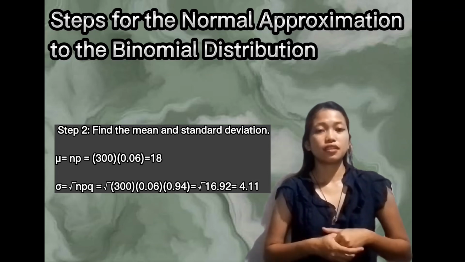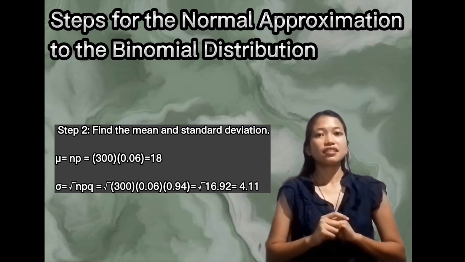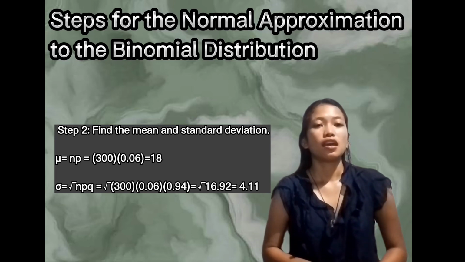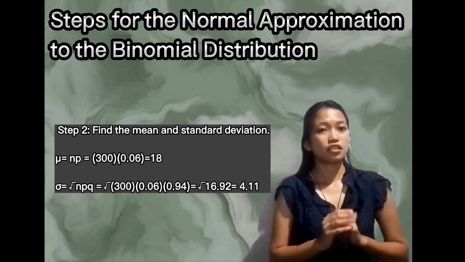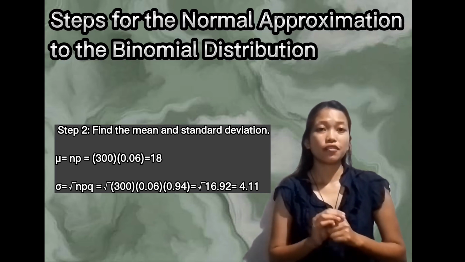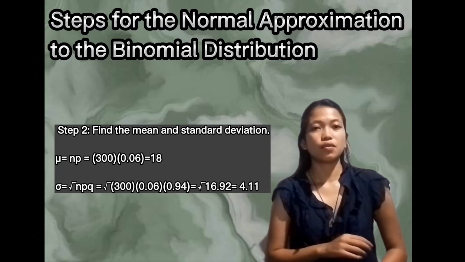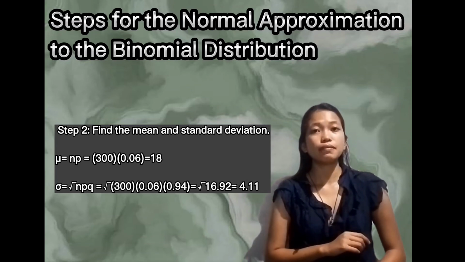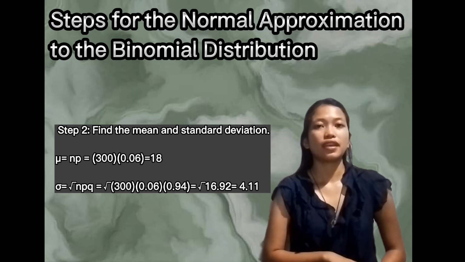Now let's proceed to step number 2. Find the mean and standard deviation. So let's use the formula of mean and standard deviation in the binomial distribution. The formula of the mean is again mu equals n times p, and our n is 300 times p, 0.06, is equal to 18.